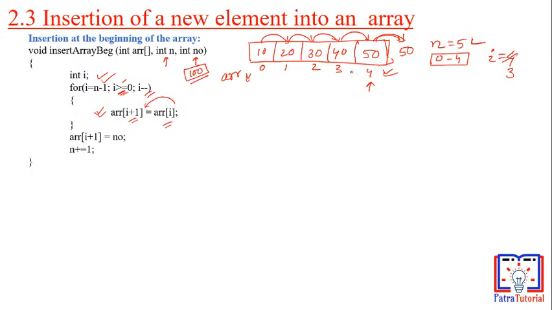Okay, so ARR of 3 is what? 40. 40 will be stored in ARR of 4, so this value will be overridden, and it will be 40. Okay, then I minus minus, I becomes 2, then again 2 is greater than or equal to 0, condition satisfied, so ARR of 2 will be stored in ARR of 3.